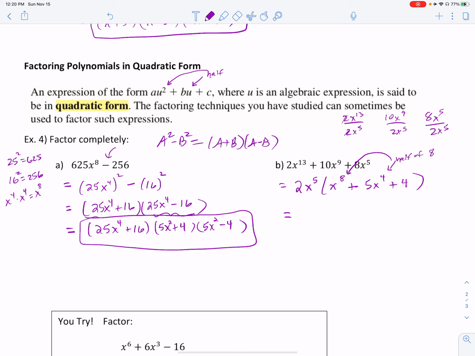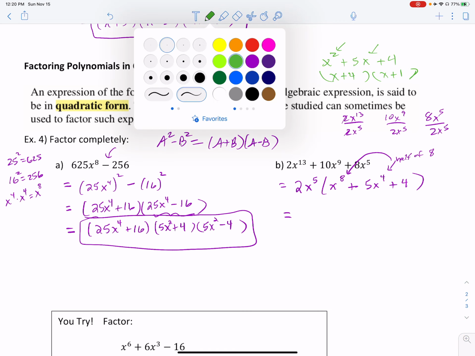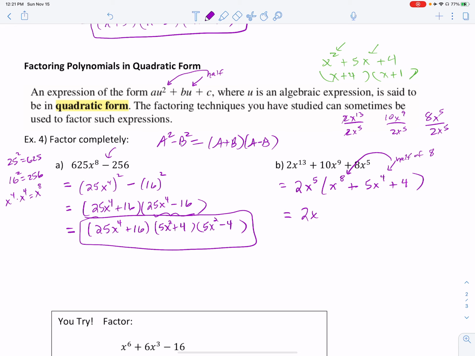Part of what I know to look for is this exponent is to the 4th, which is half of 8. So anytime the exponent of that middle term is half of the exponent on the leading term, you want to consider, does this factor? Basically, if I wrote it as x squared plus 5x plus 4, you might see that, oh, well, I get an x plus 4 times an x plus 1.